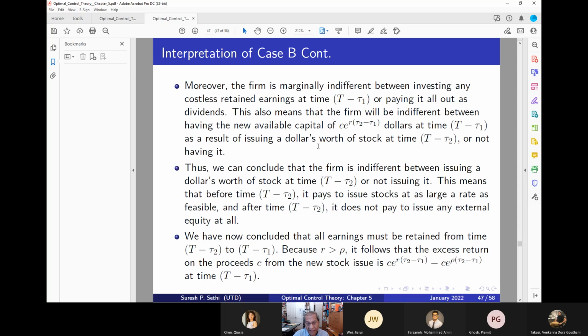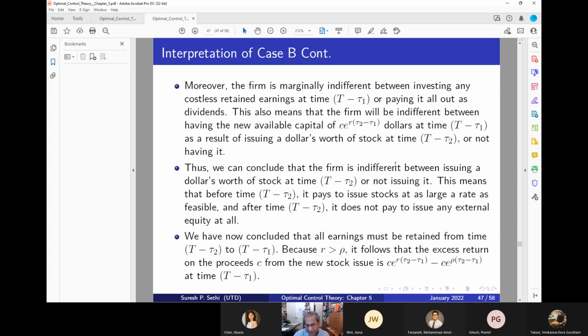If you have any question, but there are some more comments, so let's continue. The firm is marginally indifferent between investing any costless earnings at time t minus tau 1 or paying it all out as dividend. This is tau 1. Retained earning is costless. This also means that the firm will be indifferent between having the new available capital of this amount as a result of issuing $1 worth of stock at this amount. So the firm is also indifferent between this available capital at t minus tau 1 or $1 worth of capital at time t minus tau 2. It's another way to look at it.